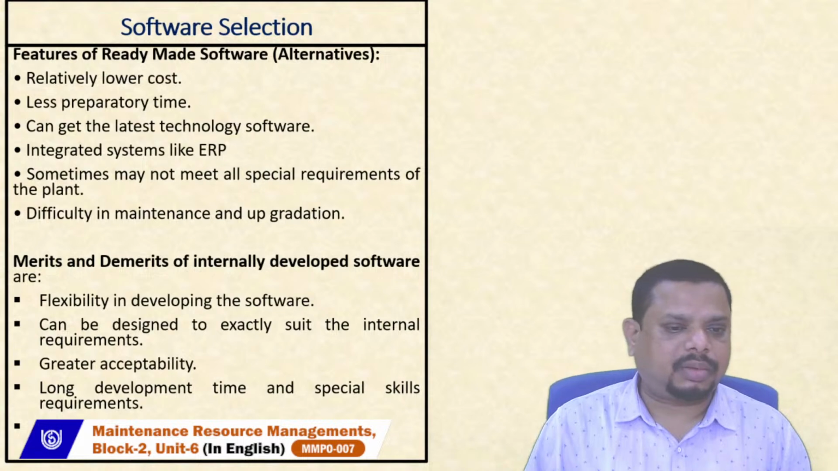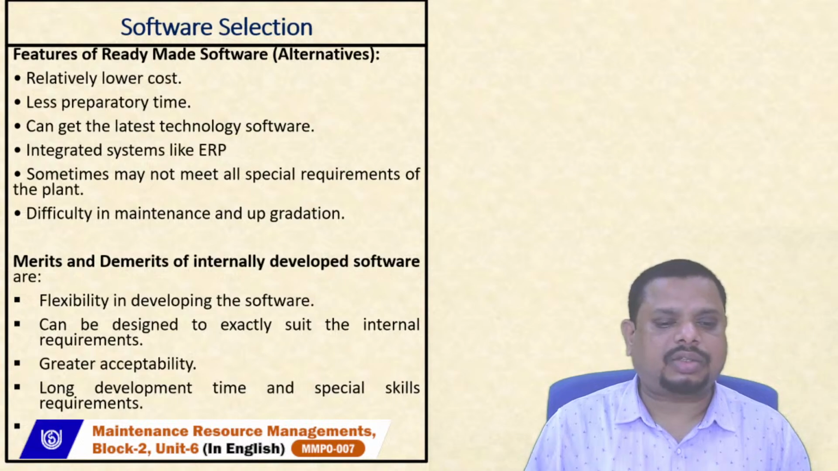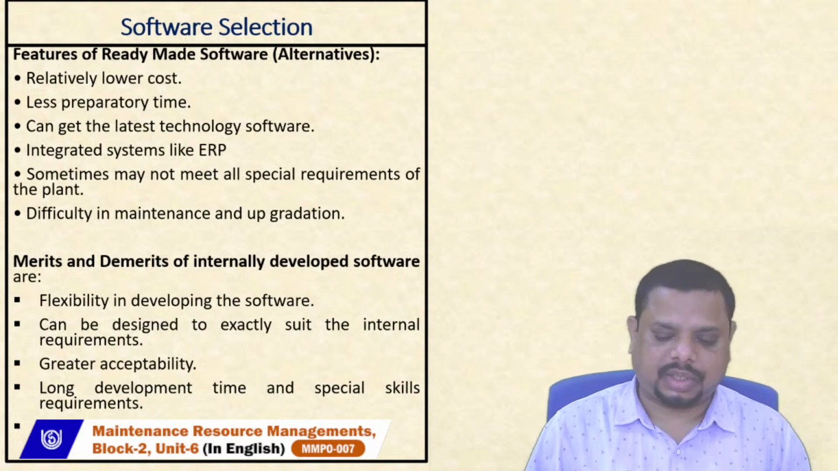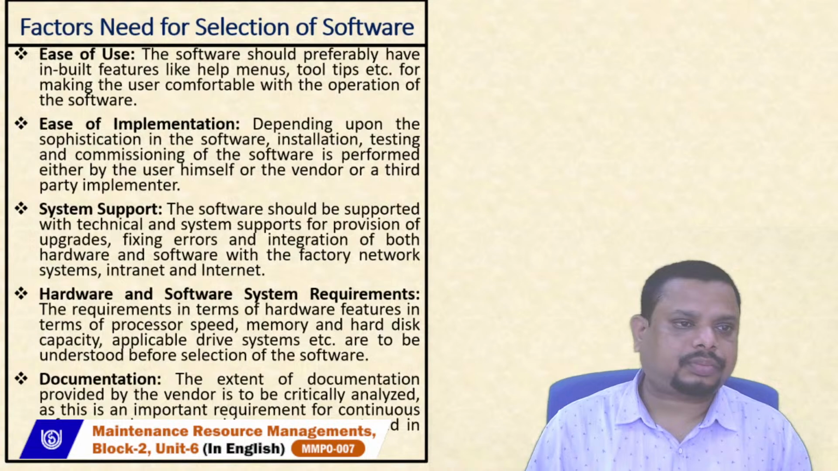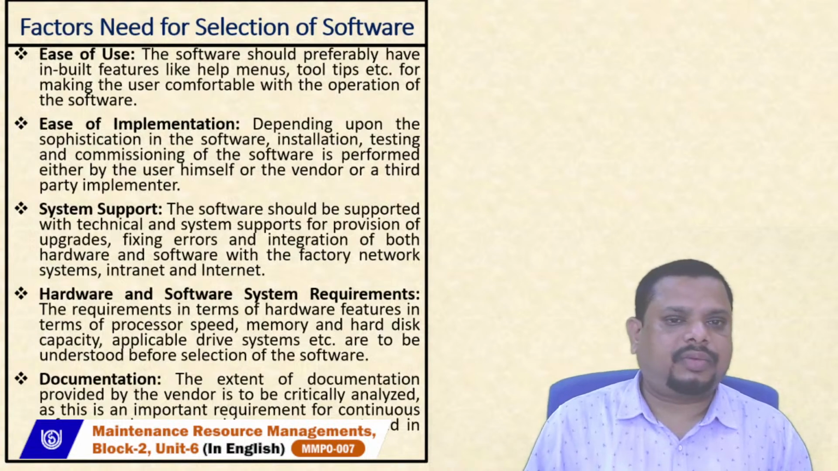So let's understand what the different merits or demerits of internally developed software are. The first one is flexibility in developing: the software can be designed to exactly suit the internal requirements, with greater acceptability. The demerits are long development time and special skill requirement, and higher cost of development and maintenance. So depending upon the type of features and their merits and demerits, you have to choose the software for your maintenance management. Moving to next ones, the factors needed for selection of software.